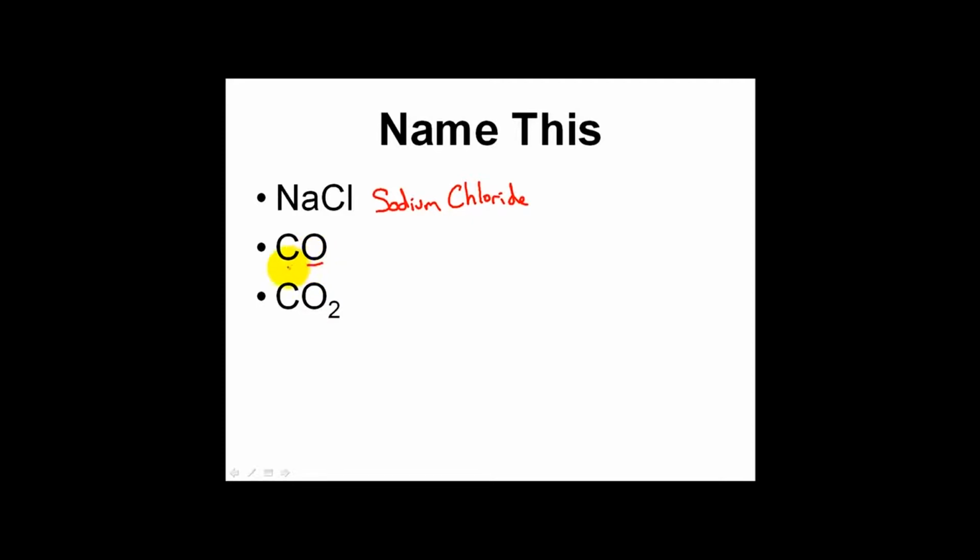And this compound down here is a poisonous, odorless gas that you actually have a detector for in your house, and that is carbon... Maybe you can guess it. Carbon monoxide. And we also have something that we exhale, and it's also a very big greenhouse gas, and that is going to be carbon dioxide. All right, so we have carbon monoxide and carbon dioxide and sodium chloride.